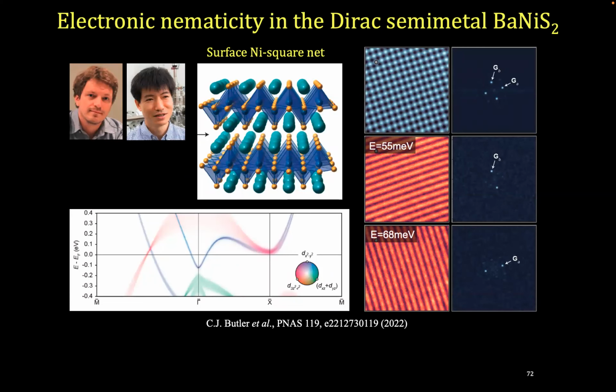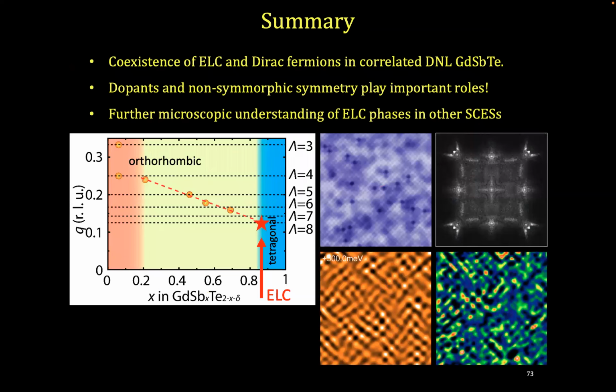So in summary, if we study this particular system in the clean region, we don't see any symmetry breaking. But if we look at the system slightly doped near the boundary, we will actually observe this electron liquid crystal phase. And these are a signature of the electron correlation. And we further show that by looking at the doping and the non-symmorphic symmetry, they can create the origin of this symmetry breaking. So I think this also provides a very good comparison and example for understanding the electron liquid crystal phase in a correlated system. So let me wrap up here and take a few questions, thank you.